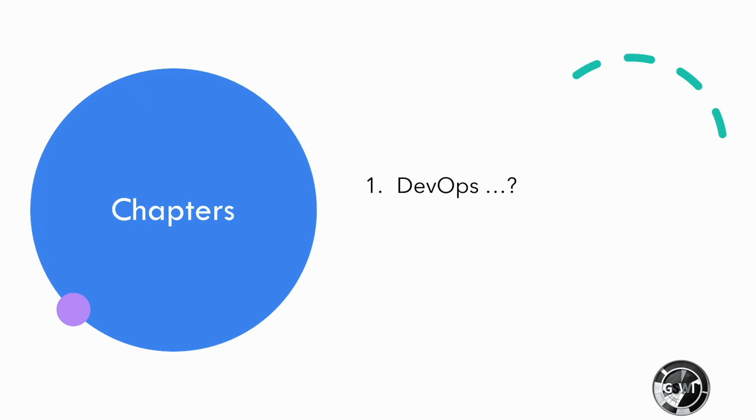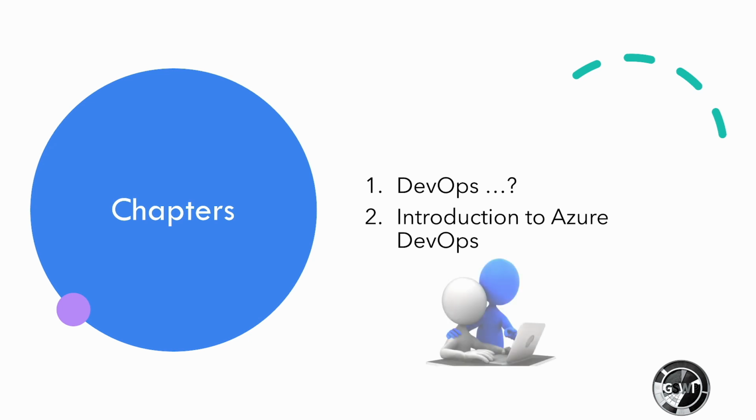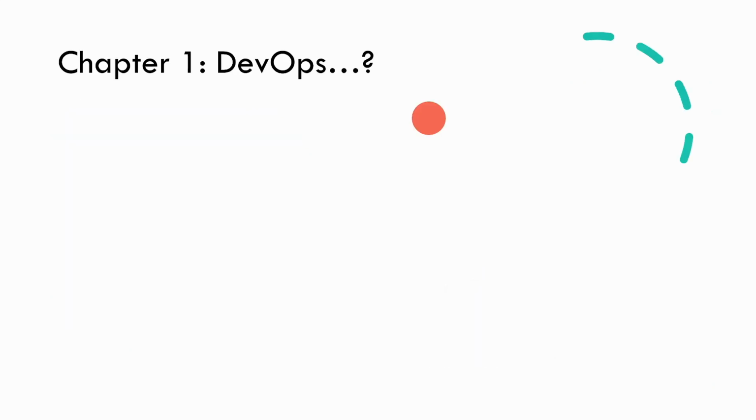The second chapter will talk about Azure DevOps, specifically about Azure DevOps Services. I will try to introduce the basic components of Azure DevOps like boards, repos, pipelines, test plans, and Azure Artifacts. Let's start our first chapter, DevOps.